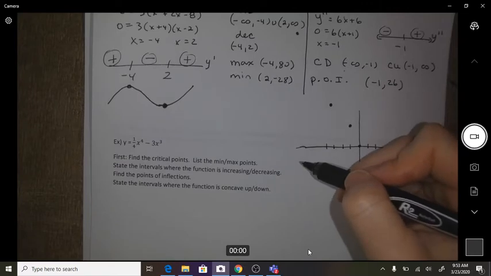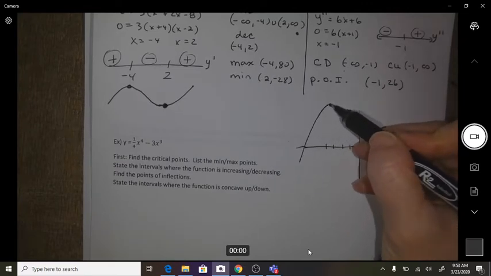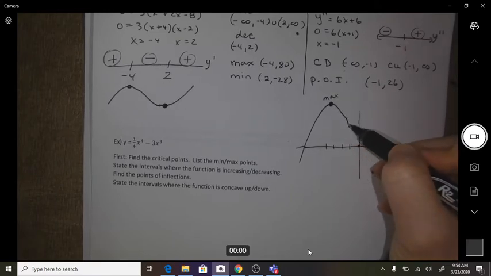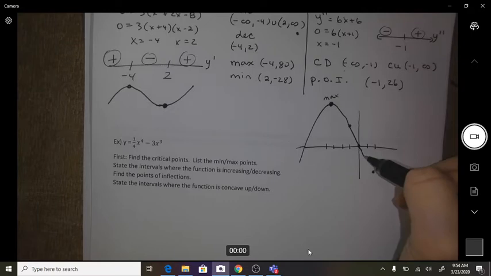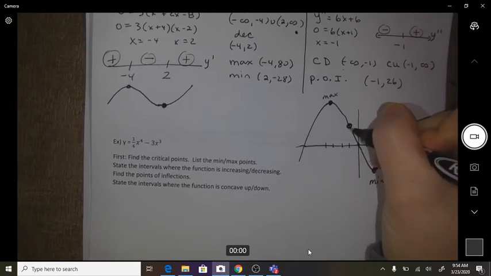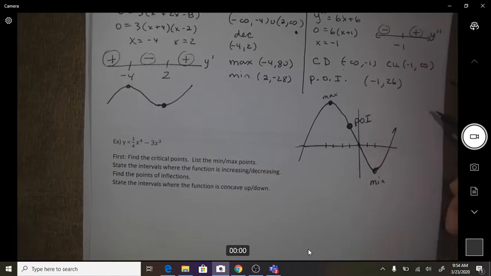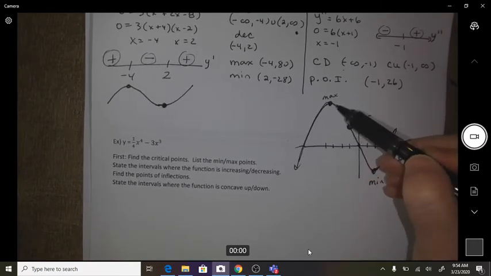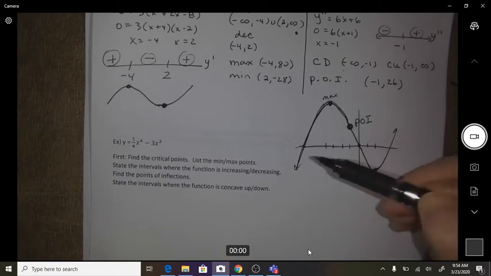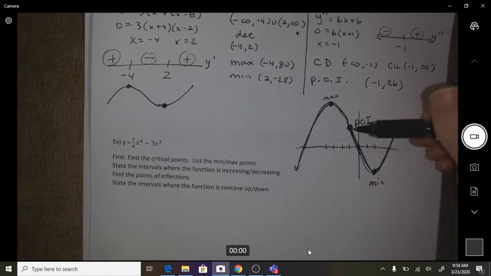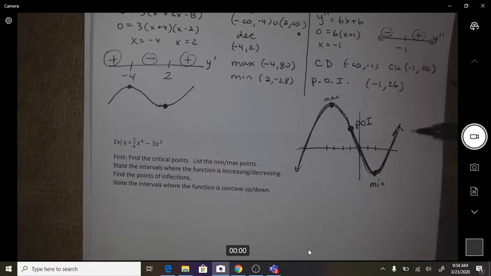Okay, so it's going to go up, hit a max, point of inflection, min, and then back up. Okay, so can you physically see that this is concave down? And then here we're switching our graph. And then from here on, we're concave up.